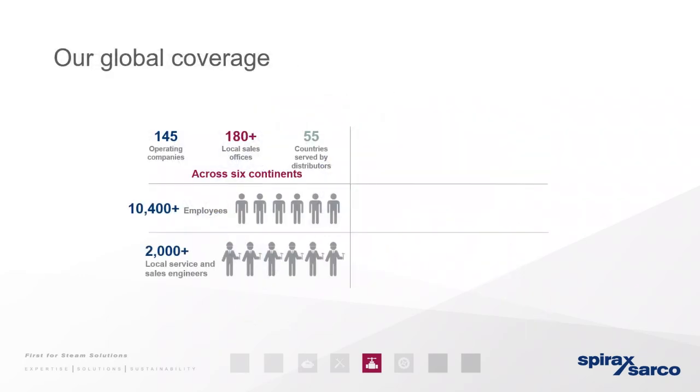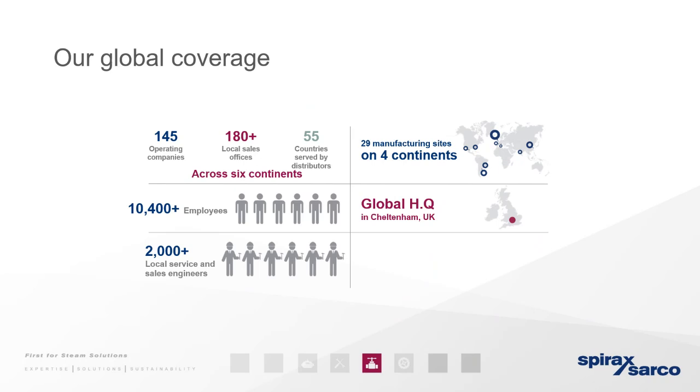We operate in over 145 countries with local sales offices, another 55 countries served by our distributors, and over 10,400 employees with over 2,000 local service teams. We have 29 manufacturing sites, so 29 factories on 4 different continents. Our HQ is in a place called Cheltenham, which is in the southwest of the UK. We have 59 customer training sites worldwide as well.